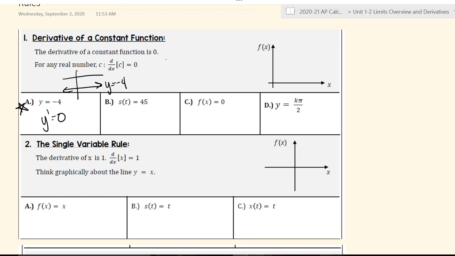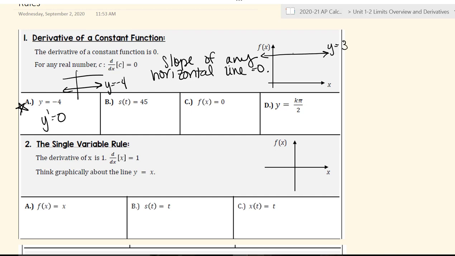And you can say that here. Slope of any horizontal line is 0. So remember, if we have a constant right here that is, let's call that 3, I know that my slope is 0. Therefore, y prime equals 0.